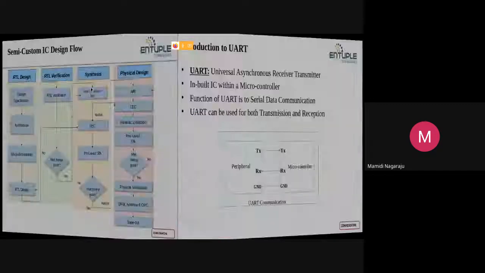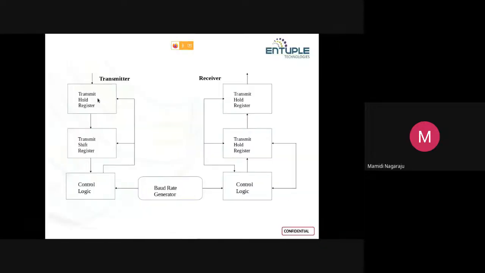So we are going to start. You can see our design is mainly a transmitter and a receiver. One is the transmitter, which we can call block G1, and the other is the receiver block G2. The transmitter has a transmit hold register, a transmit shift register and control logic. The receiver has a receive hold register, a receive shift register and control logic, integrated with the baud rate generator.